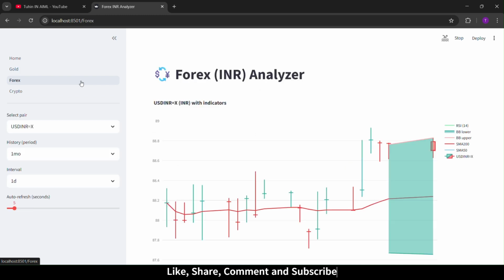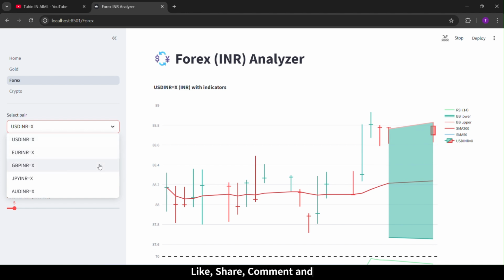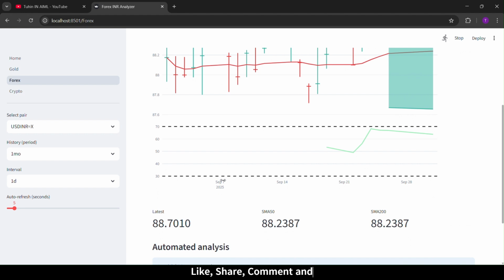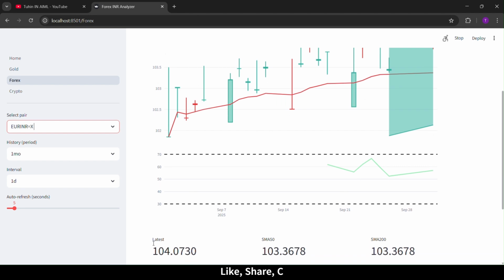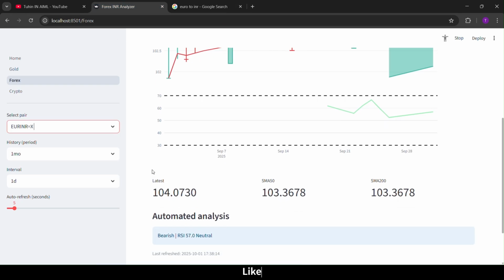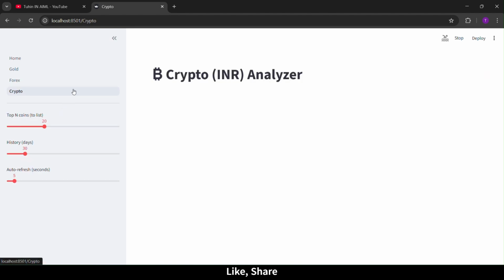A quick look at the Forex analyzer. This is straightforward, giving you direct price feeds for major currencies like USD INR, Euro INR, Pound INR, Yen INR, and Australian Dollar INR. If I show you the current price for Euro, you can see it's 104.0730. Now let me show you the exact price in Google. You can see it's the same, real time. So this is how accurate it is. Now let's go to crypto.